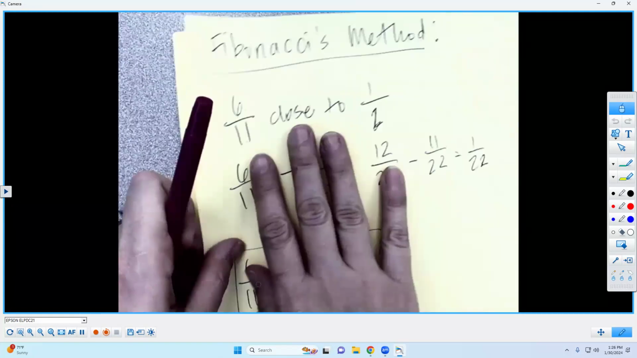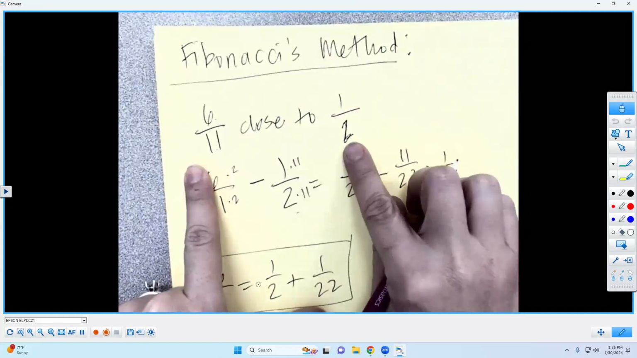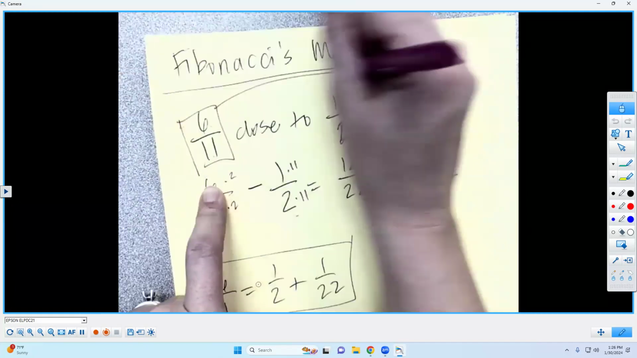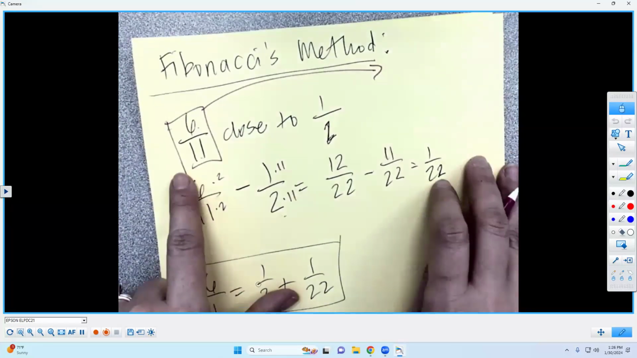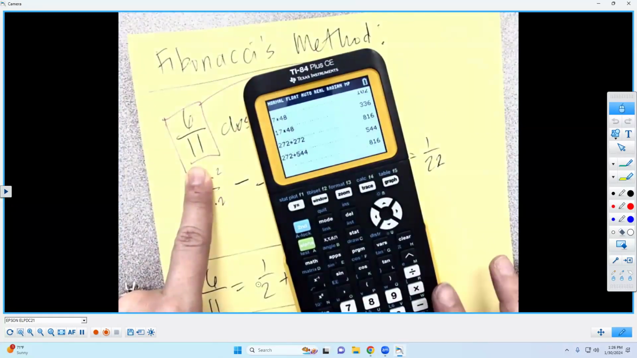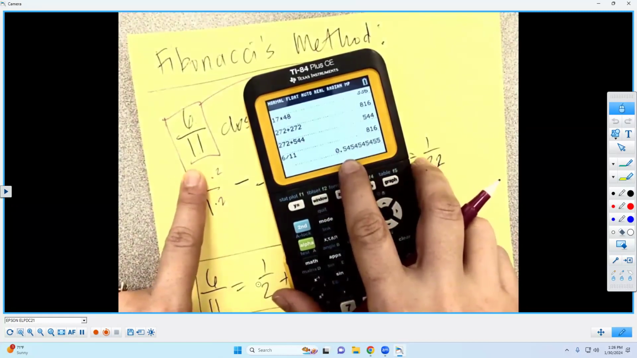So the way that Fibonacci's method has you do it is take this to figure out what the biggest unit fraction is close to. Take this, and instead of making it into a decimal, because right now, if I took this to my calculator, I would be able to do it, right? 6/11 is close to 0.5. I know 0.5 is the biggest, so 1/2.